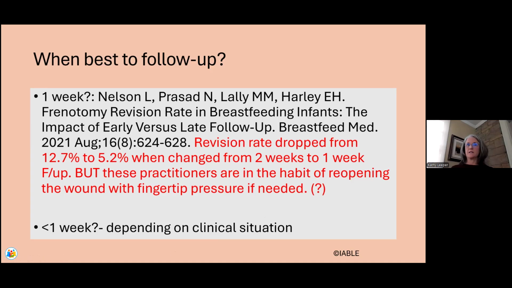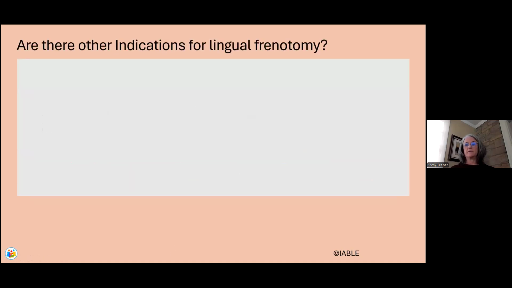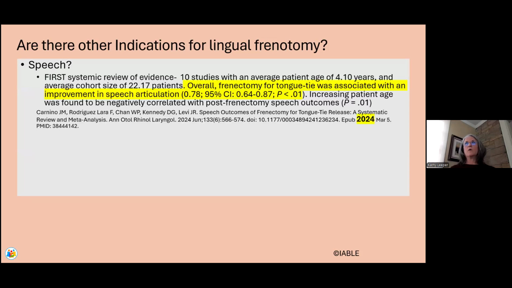I don't know. So about a week, I would say a lot of people would say is a good idea. What about other reasons to do a frenotomy, like speech?